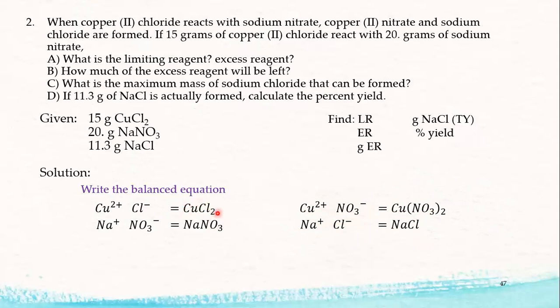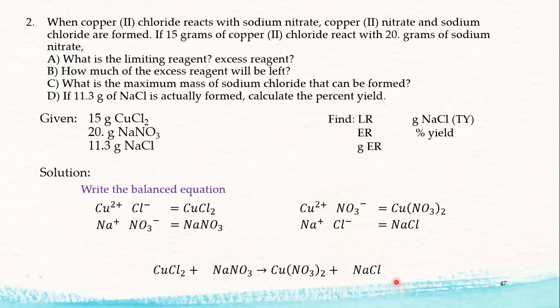And so now that we already have the formulas of our respective reactants and products, we can already write the skeleton equation. Okay, so it says in the problem that copper chloride reacts with sodium nitrate to produce copper nitrate and sodium chloride. This is the skeleton equation.